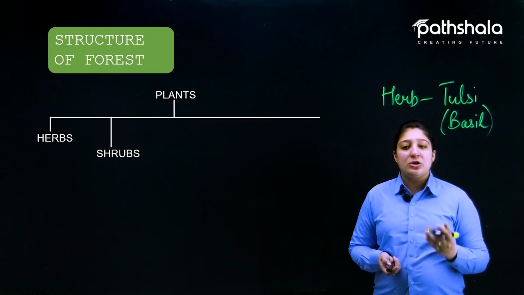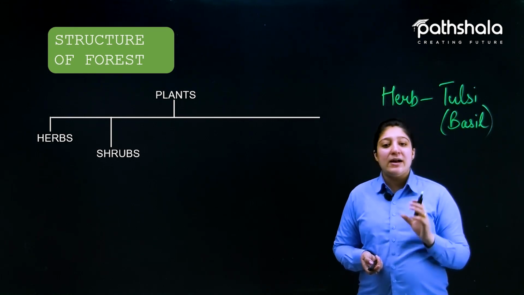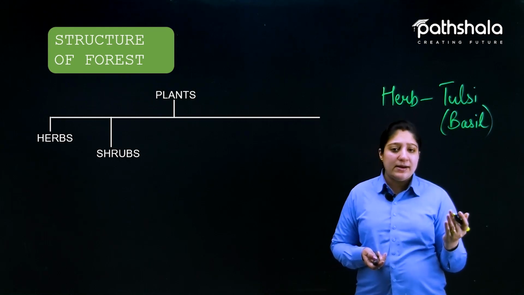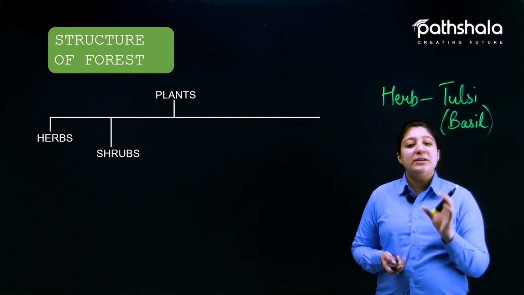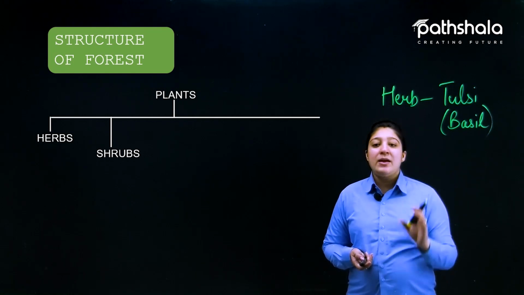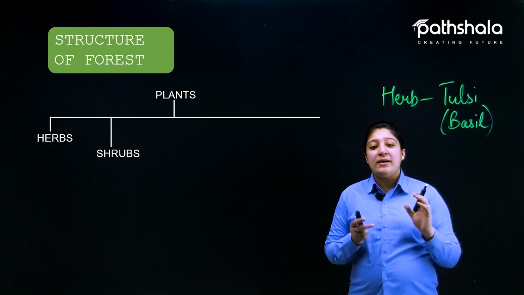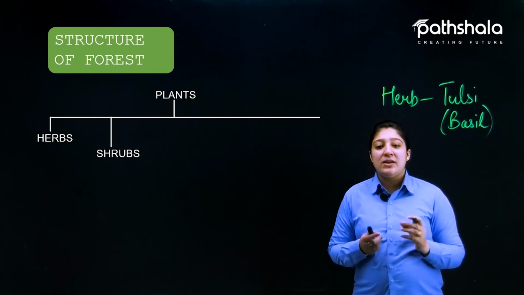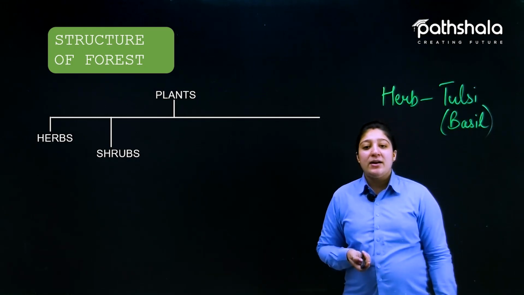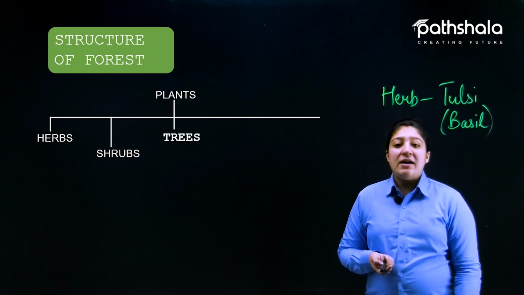Second one is our shrubs. Shrubs are basically again 1 to 2 meters, or they also go up to like 10 meters in length. But their stem is woody. That is, their stem has the vascular tissues in them. And the other thing about shrubs is they are bushy, like they are spread into a large area, right?